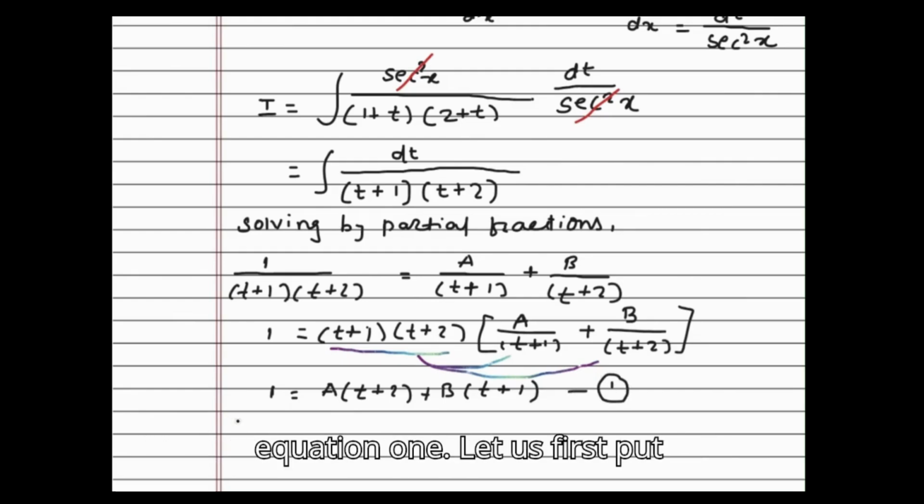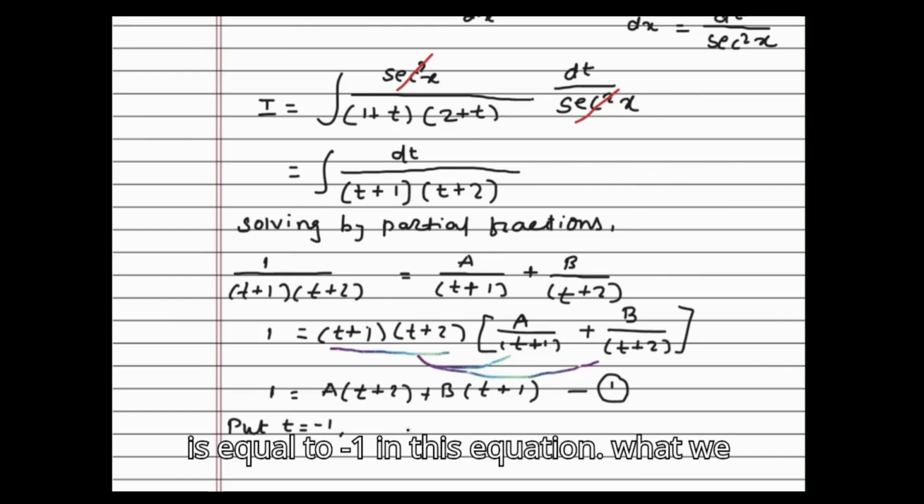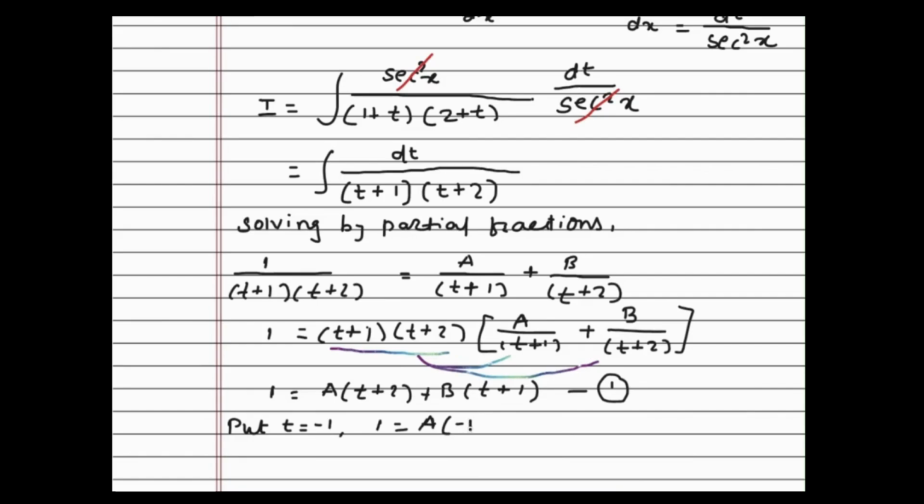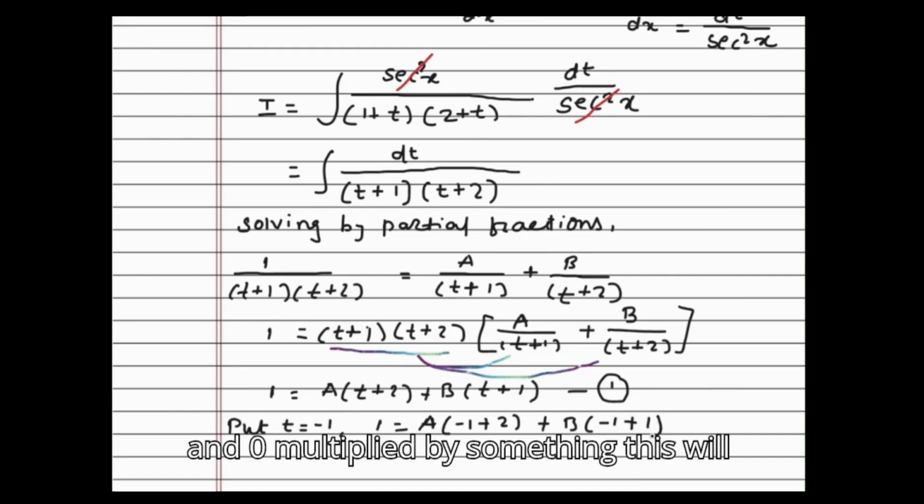This is equation 1. Let us first put t plus 1 is equal to 0, or t is equal to minus 1, in this equation. What we get is 1 is equal to a into bracket minus 1 plus 2. And b will become 0 because minus 1 plus 1 will result in 0, and 0 multiplied by something will become 0. So it will be 1a. So we get the value of a as 1.